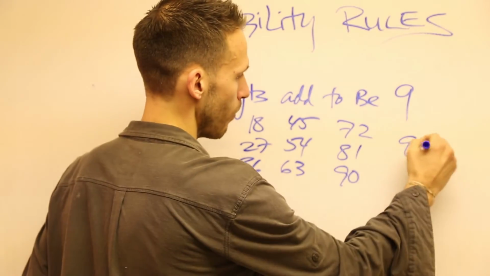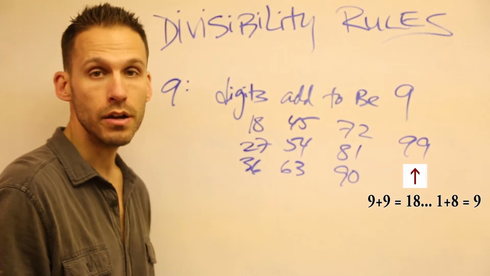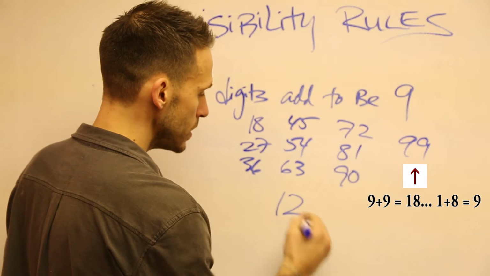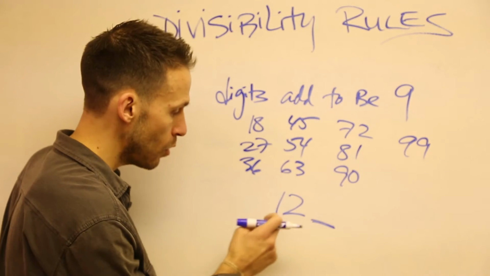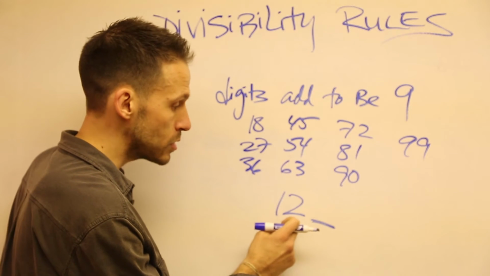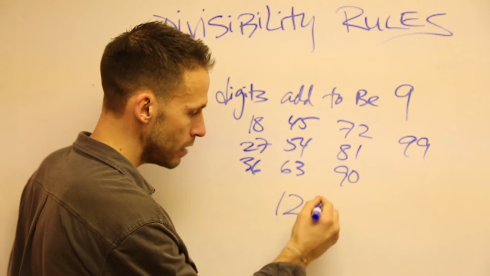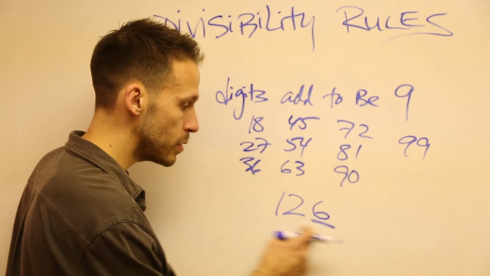It's an easy way to go. That's also true of 3-digit numbers. 120 what? What's the number that this has to be so that the number is divisible by 9? 1 plus 2 is 3. So to make this add to 9, it has to be 6. So 126 is divisible by 9.